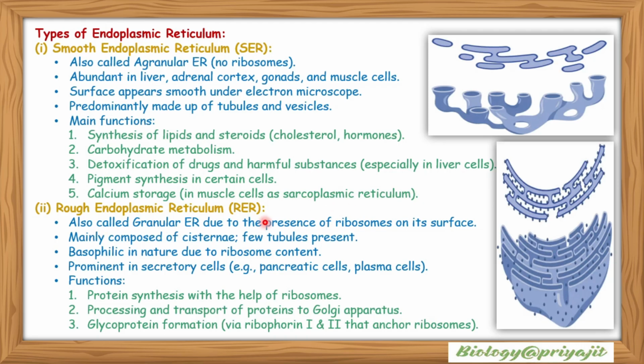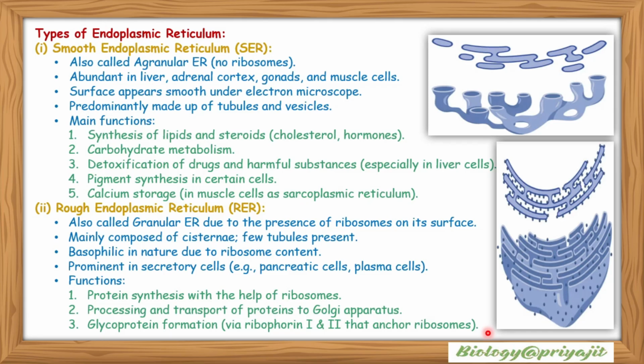Rough endoplasmic reticulum, or RER, is also called granular ER due to the presence of ribosomes on its surface. They are mainly composed of cisternae. Few tubules are present. They are basophilic in nature due to ribosome content. They are prominent in secretory cells like pancreatic cells, plasma cells, etc. Their functions include protein synthesis with the help of ribosomes, processing and transport of proteins to the Golgi apparatus, and glycoprotein formation via ribophorin 1 and 2 that anchor ribosomes.